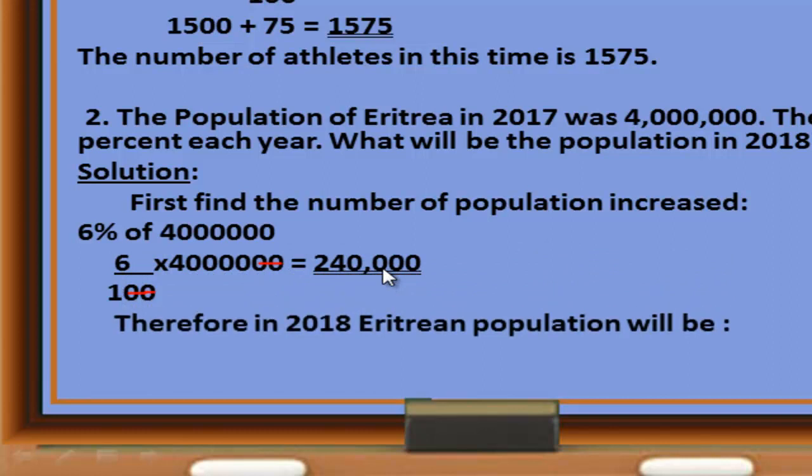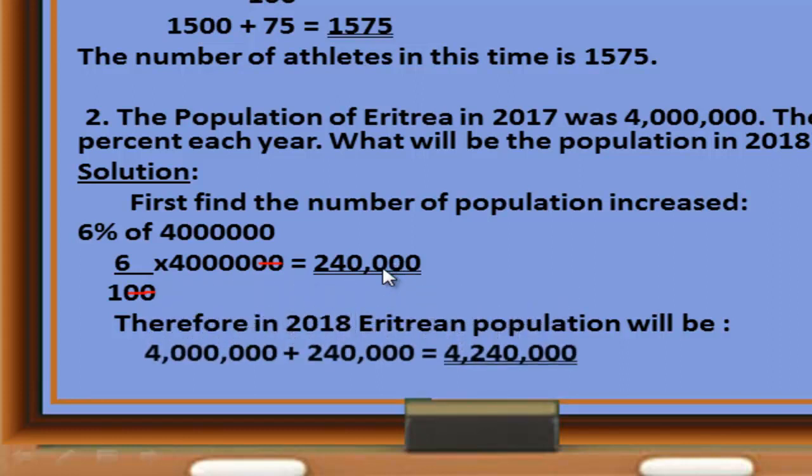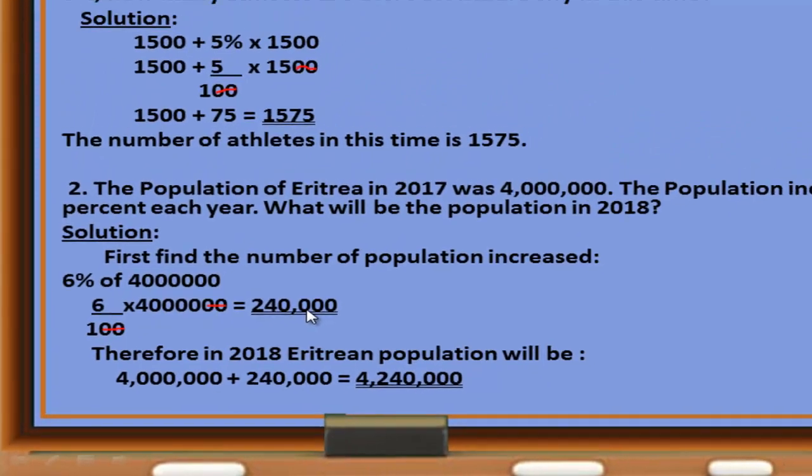Therefore, in 2018, the Eritrean population will be 4 million plus 240,000. Total, 4 million and 240,000 will be the population of Eritrea in 2018.